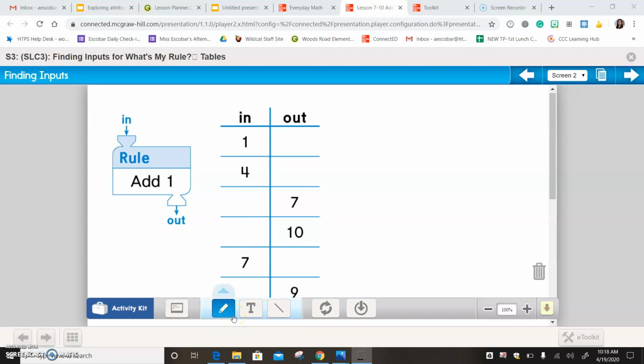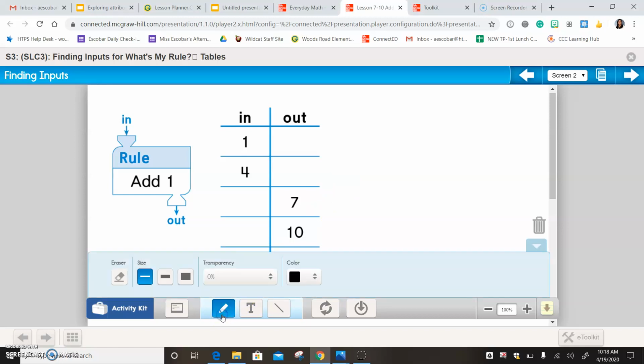Hi, boys and girls. So today we are going to review what's my rule tables, and it looks like we have to fill in some of these missing numbers. And so we have our in numbers and we have our out numbers. And then we have the rule, add 1. And so let's do this together.